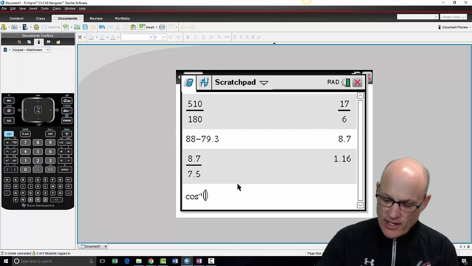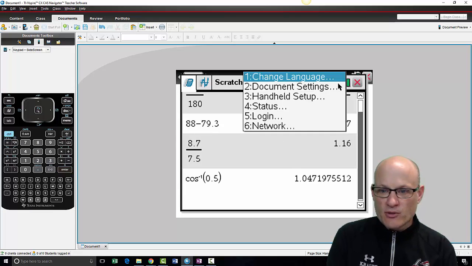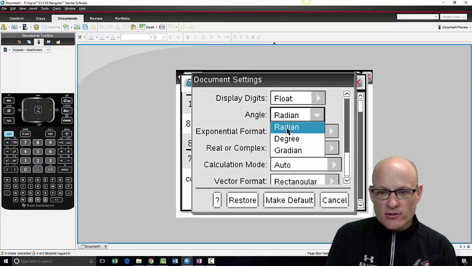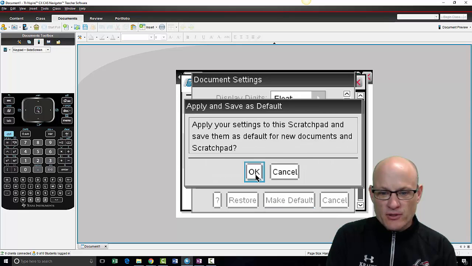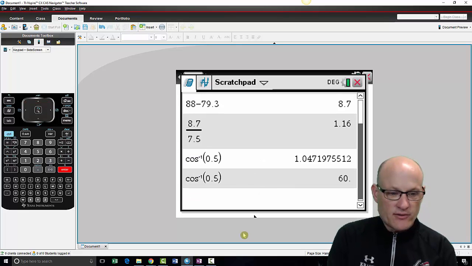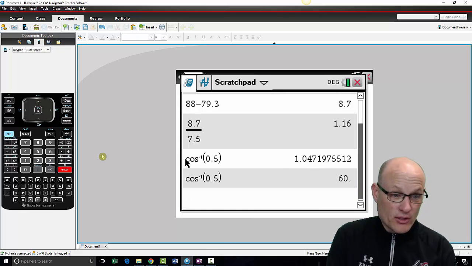Cosine inverse of 1/2, and it'll tell me, oh, I'm in radian mode, now I gotta go back to degree mode. Document setting, let's go to degree mode, make default, click OK, click the up arrow, and it'll tell me 60 degrees. There it is, 60 degrees. 60 degrees is 1.047 radians, just in case you were wondering.